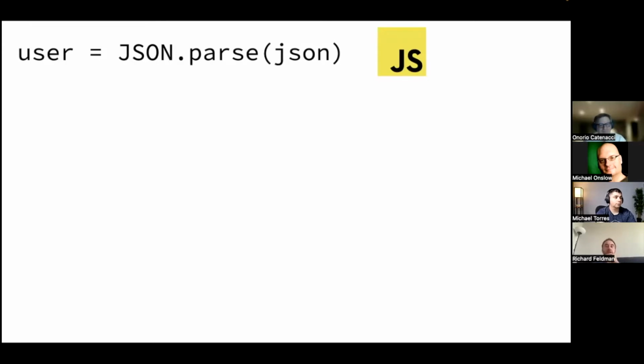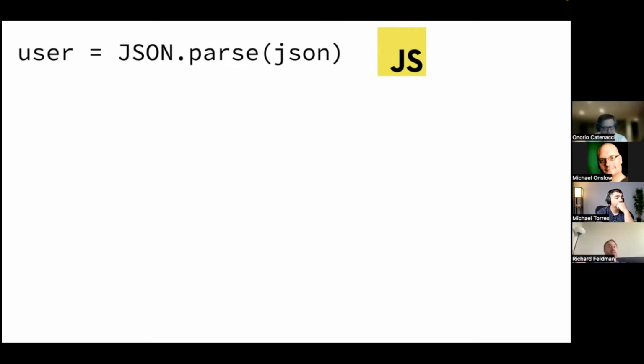There's a related philosophical design question when it comes to serialization. In JavaScript, this is the typical way that you would parse some JSON. You call JSON.parse, you give it a JSON string, and that'll give you back, let's say, a user. Now, when I say it'll give you back a user, what I really mean is that JSON.parse will give you back some object that represents what was inside that JSON, and hopefully, if everything worked out, it happens to be in the shape of a user.